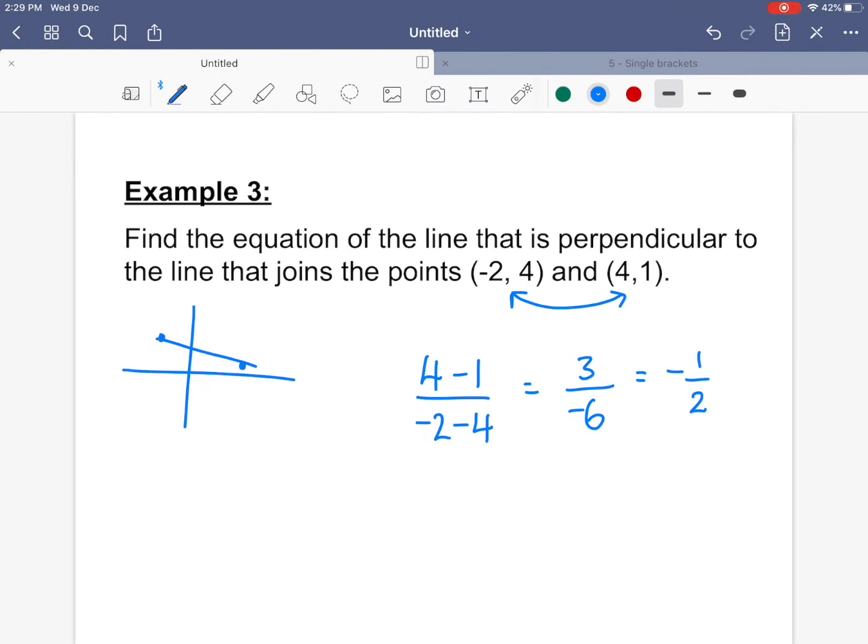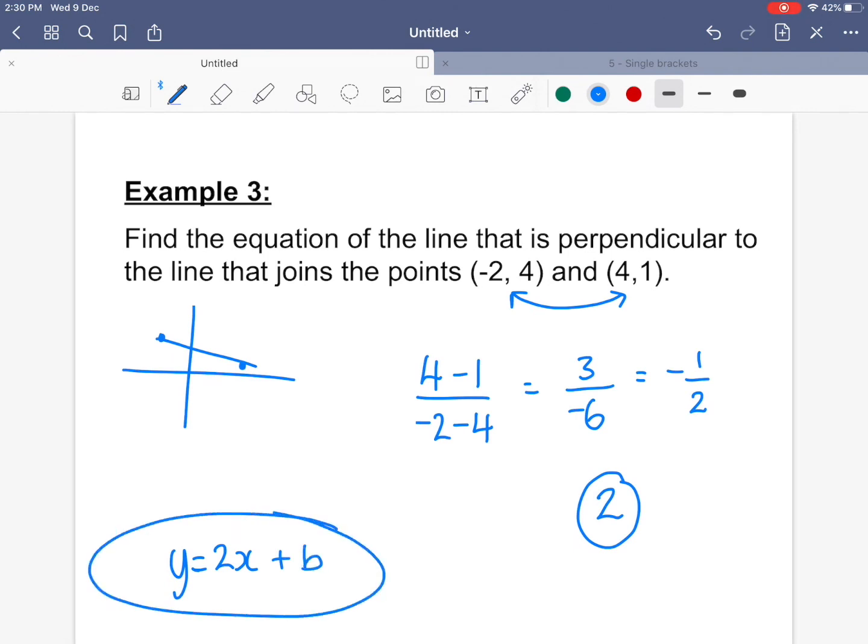So to find the perpendicular gradient, I flip it upside down and I swap the sign. So the perpendicular gradient is 2, so y is equal to 2x, and it doesn't tell me what point the line goes through, so it could be anything that comes after. So y equals 2x plus 1, plus 2, plus 3, minus 100, whatever it is that you want to put on there.